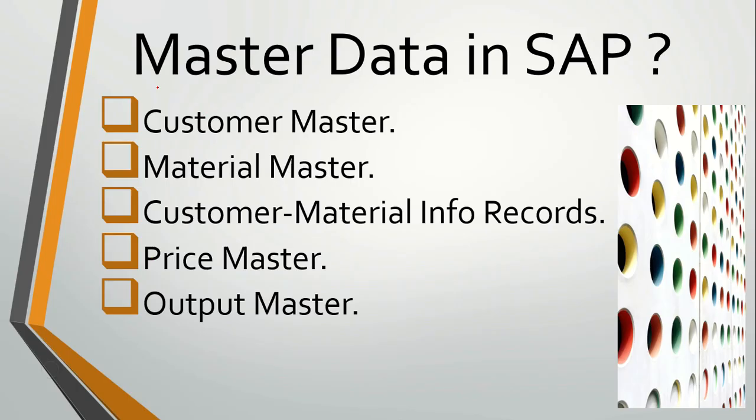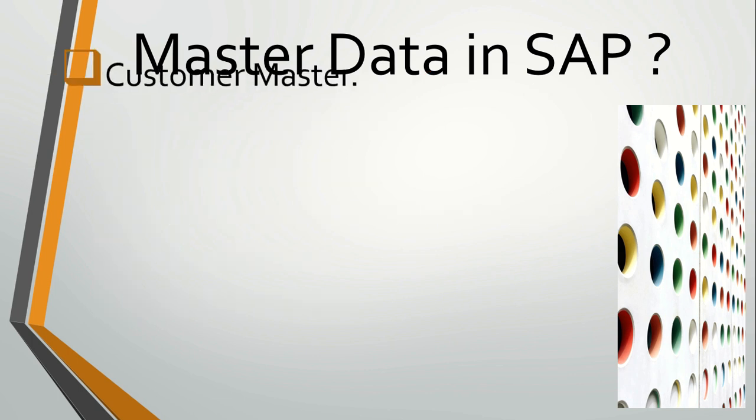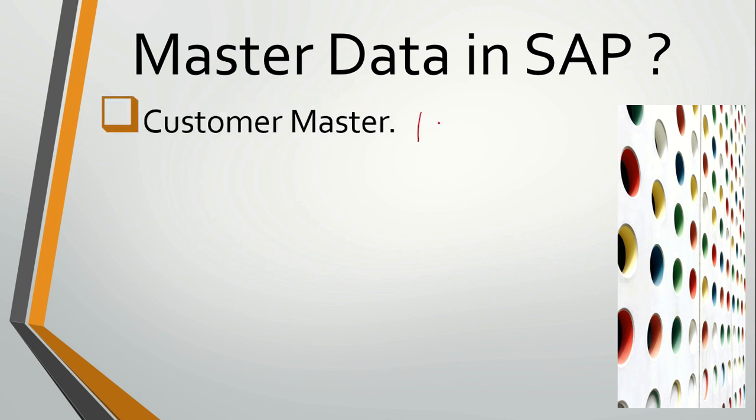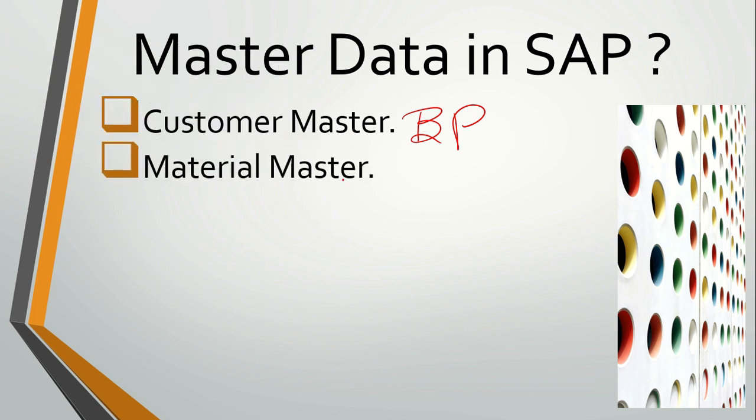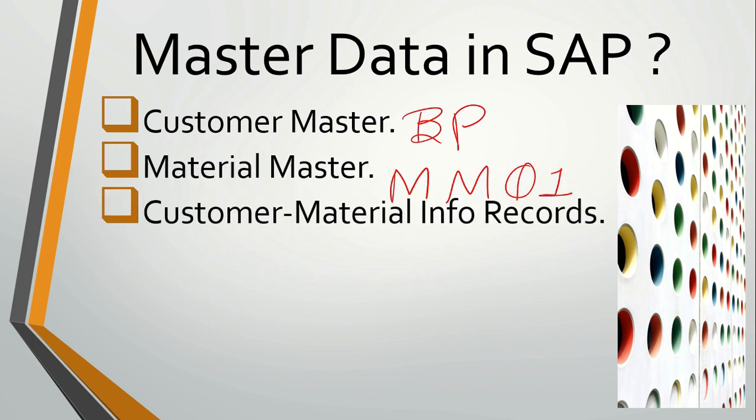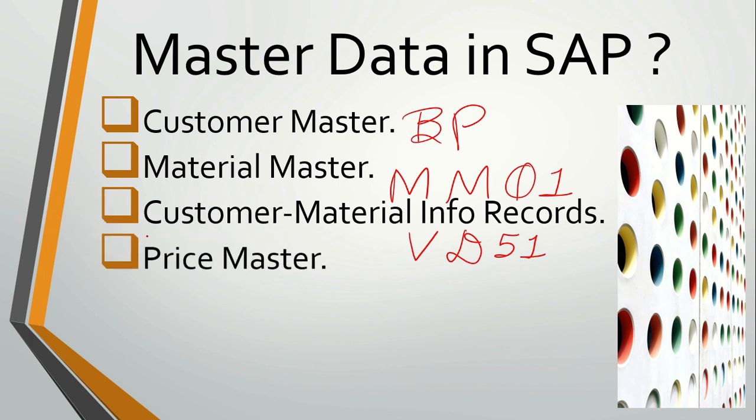So I hope you have understood what master data in SAP is and how many types of master data are mainly used: customer master, material master, customer material info record, price master, output. So the T code for customer master data is BP. For material master it is MM01. For customer material info record it is VD51. For price master it is VK11.